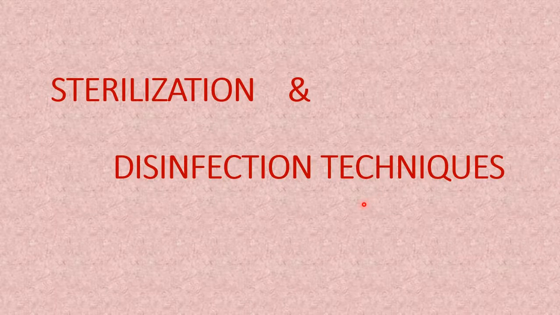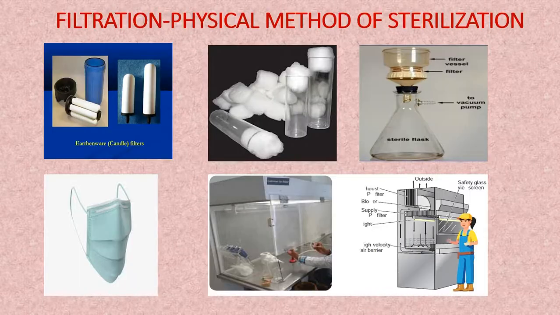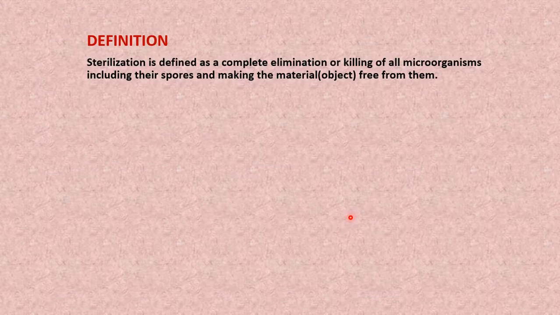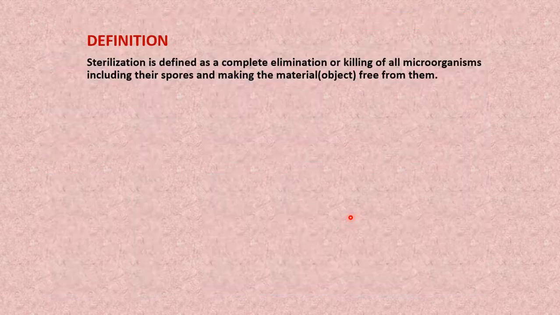Hi everyone. In parts 1 and 2, we learned about dry heat and moist heat sterilization types. In this part, we are going to discuss filtration, one of the types of physical methods of sterilization. Now, let's have a quick review of the physical methods of sterilization. Then we'll go into detail about filtration.